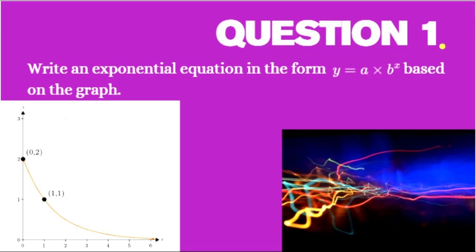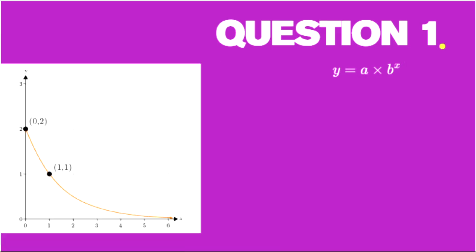Write an exponential equation in the form y equals a times b raised to the power of x based on the graph. Pause the video, do it, come back. Okay, so the first thing that we need to do is we have 2 points. So we're going to take our first point and we're going to go 2 is equal to a times b raised to the power of x, which is 0. This right here becomes a 1, so we have a is equal to 2. Okay, that's our new information that we got. We solved for a.